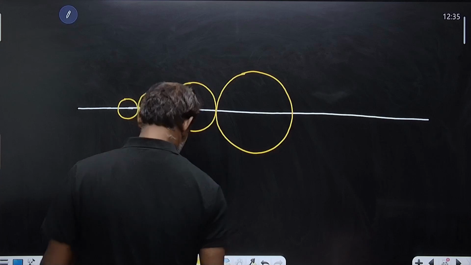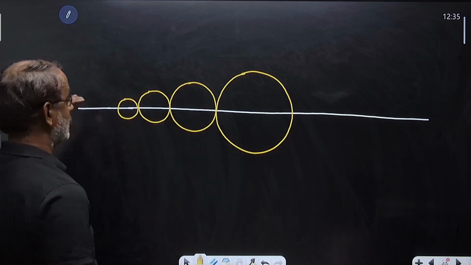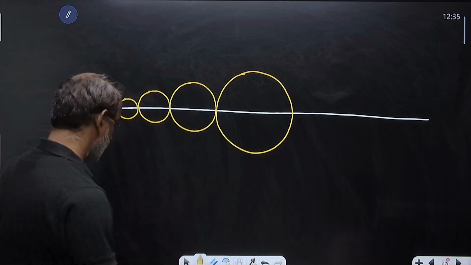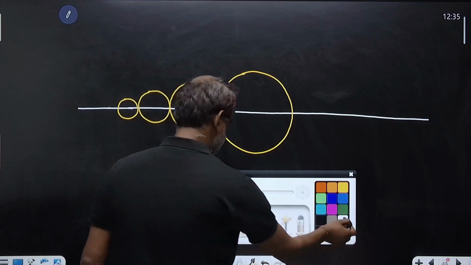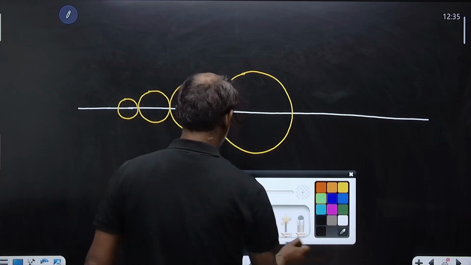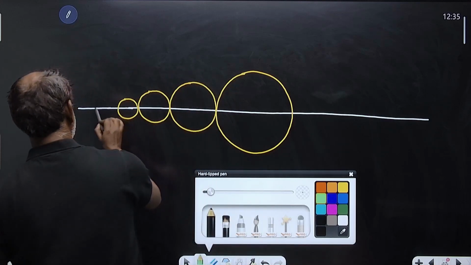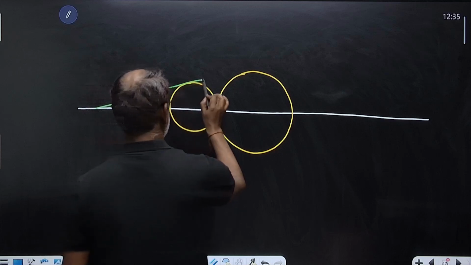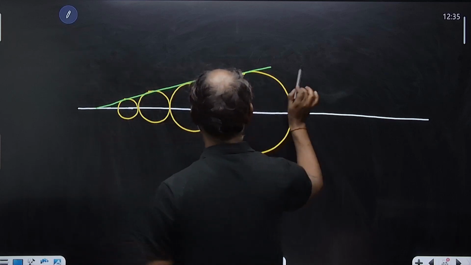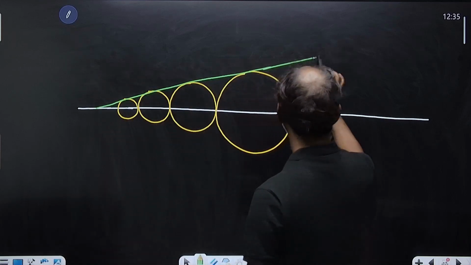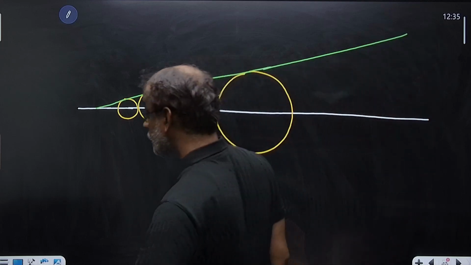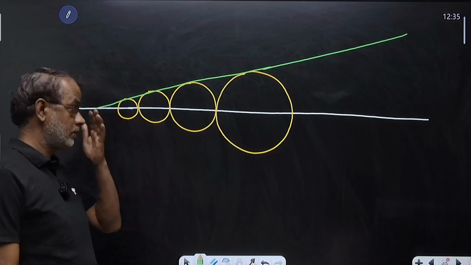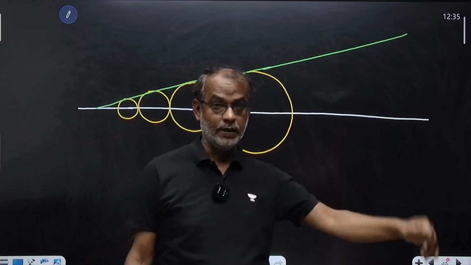Okay. And what is given is that there is a line which is tangent to all of them. You can possibly easily understand that it cannot be the transverse common tangent. It has to be a direct common tangent, something like this. In fact, if there is one line, you can say that there will be one more line, this line bisecting the angle.